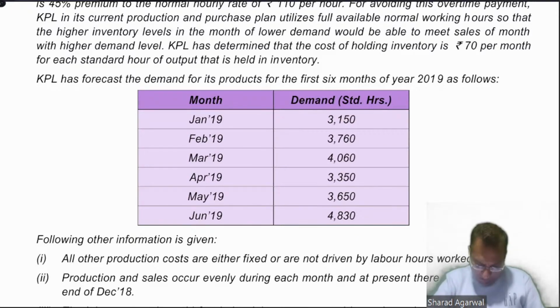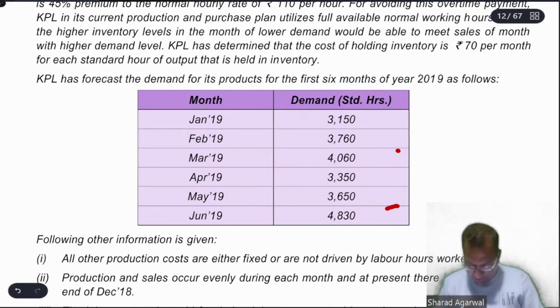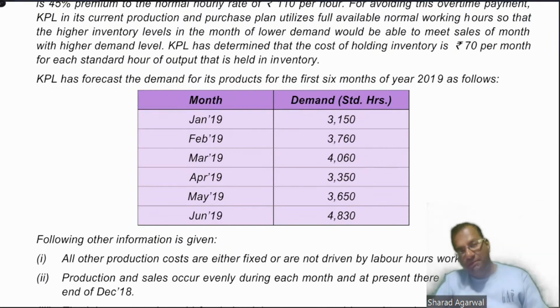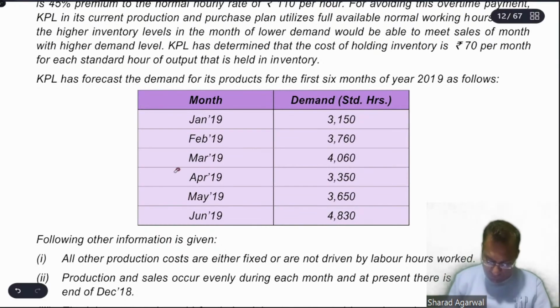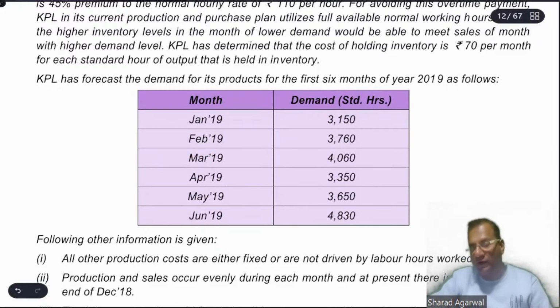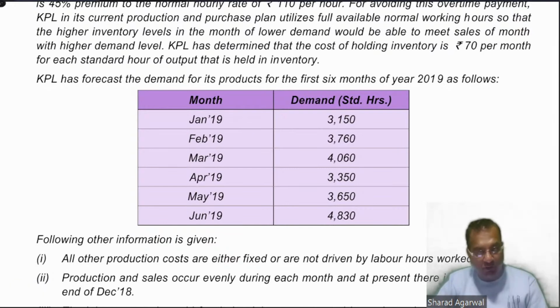Okay, Bhaumik has answered. It's March and June. You have correctly answered March and June. Okay, can you tell me the output which is to be produced in overtime hours in March and June? March and June are the overtime working months. Now tell me what is the output that will be produced in overtime working in the months of March and June.